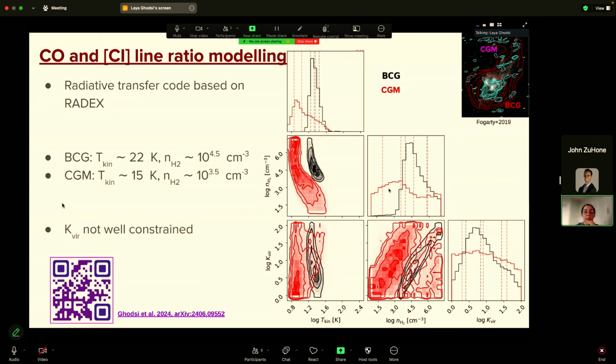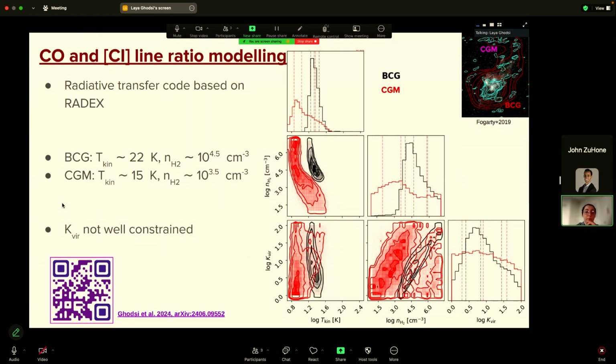So here you are seeing the corner plot of three gas properties: the number density in the middle column, the kinetic temperature, and the column density parameter. This panel is clearly showing that all the black contours are showing the BCG, and all the red contours are showing the CGM. And we can see that the BCG gas is a bit hotter than the CGM.